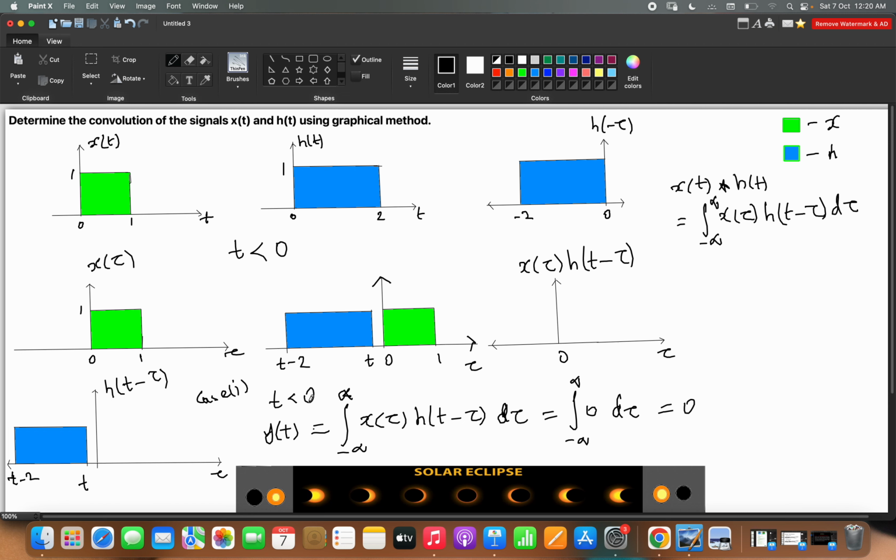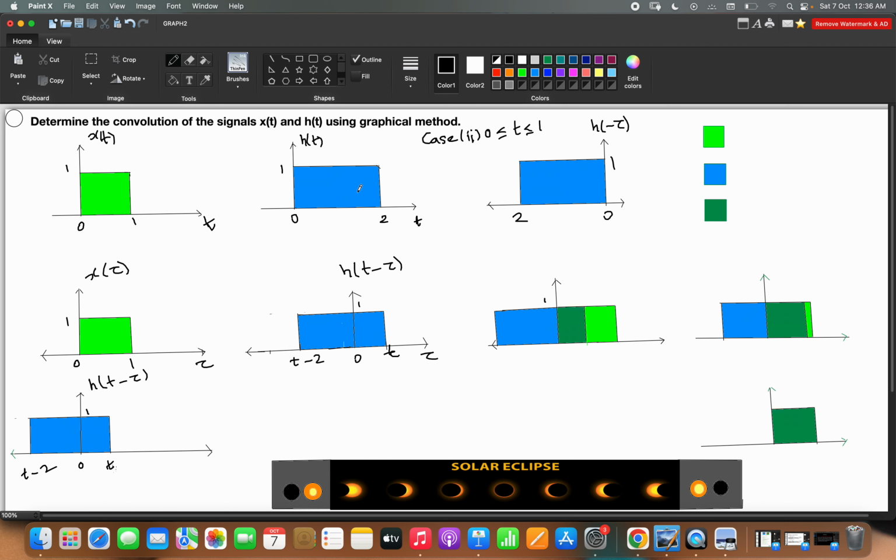Now we need to find the value of y of t for t greater than 0. Let us consider the problem for case 2. In case 2, we will consider the value of t as greater than 0 and lesser than or equal to 1. In the previous case, we consider the value of t as lesser than 0. So here the x of t, h of t and h of minus tau remain same. There is a change in h of t minus tau, since we are considering the value of t is greater than 0 and lesser than 1.